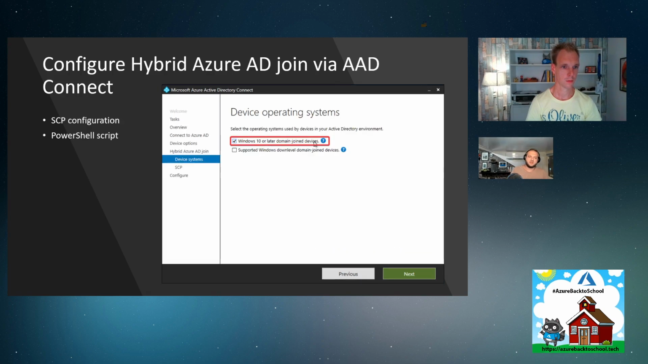Well, we can choose if we want to enroll Windows 10 or later, and the hybrid Azure AD join is also supported on down level domain joined devices. Keep in mind that if you want to use that second option, you have to make sure that a few URLs and some other stuff is being configured in your environment.